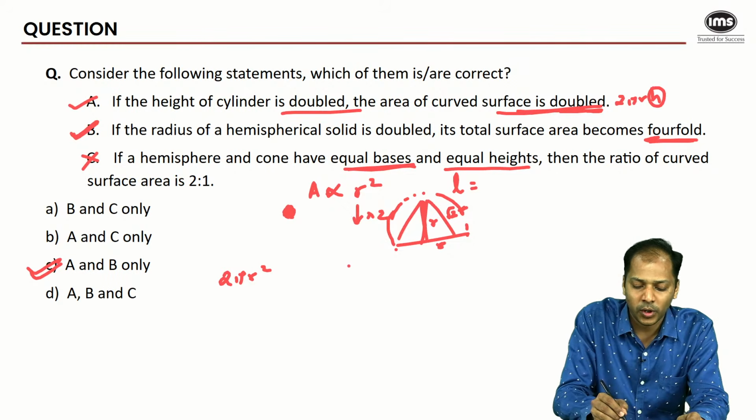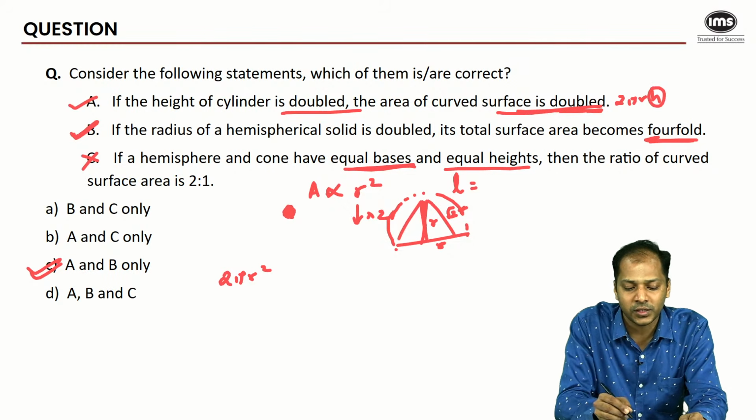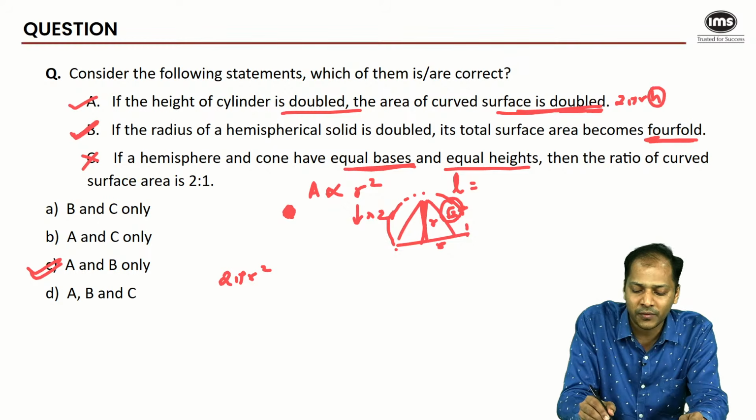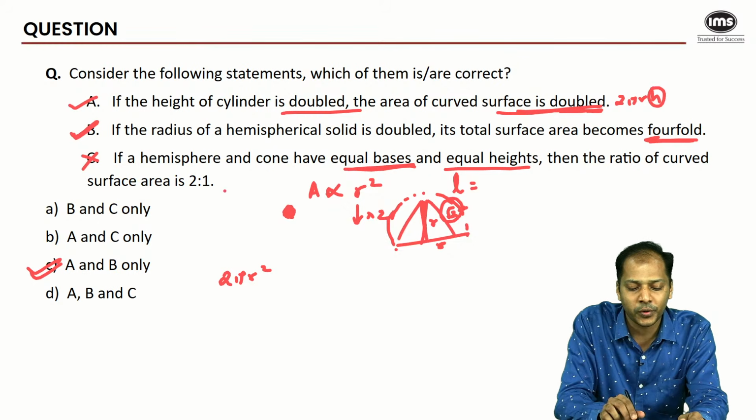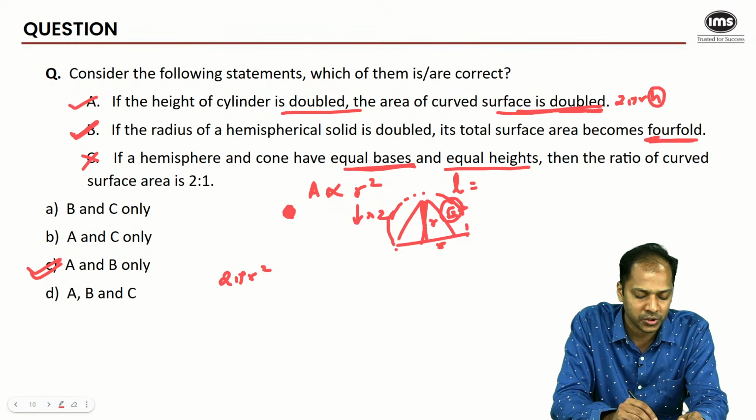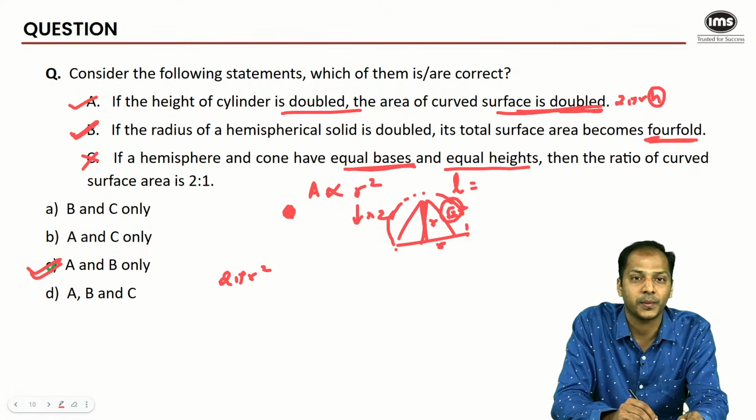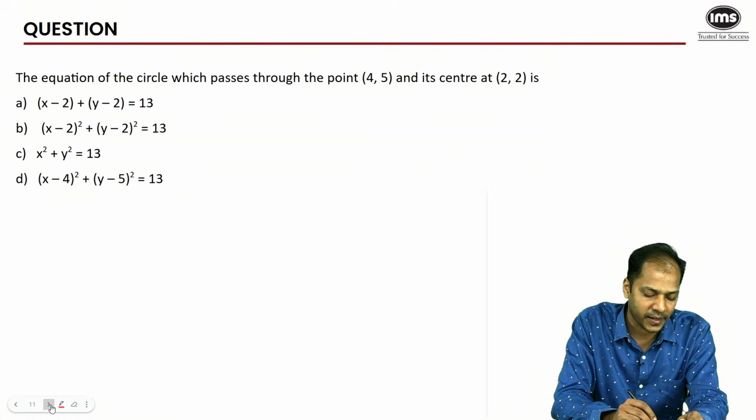Okay, so I'm not getting into the exact calculation, I'm just seeing the √2 is never going to get cancelled out, it's not going to be 2:1. Therefore the answer is option C, A and B only. All right, let's go ahead.